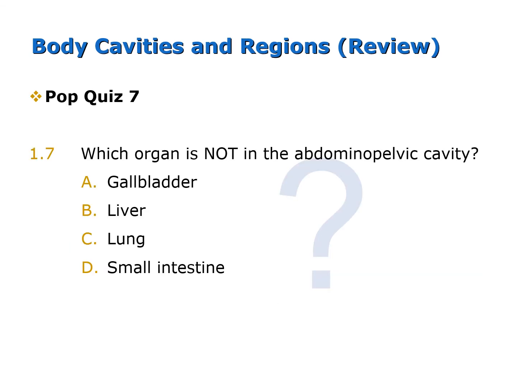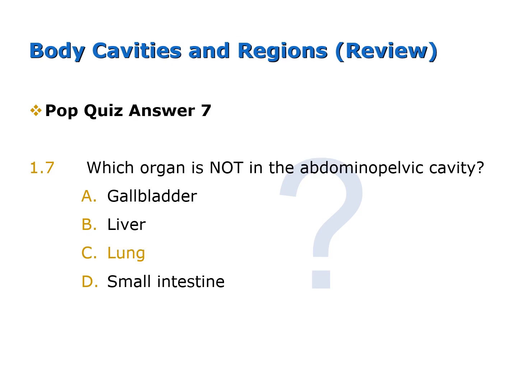Question number 7. Which organ is not in the abdominal pelvic cavity? The options are A, gallbladder, B, liver, C, lung, or D, small intestine. The organ that is not situated in the abdominal pelvic cavity is obviously the lung, which is situated in the thoracic cavity.